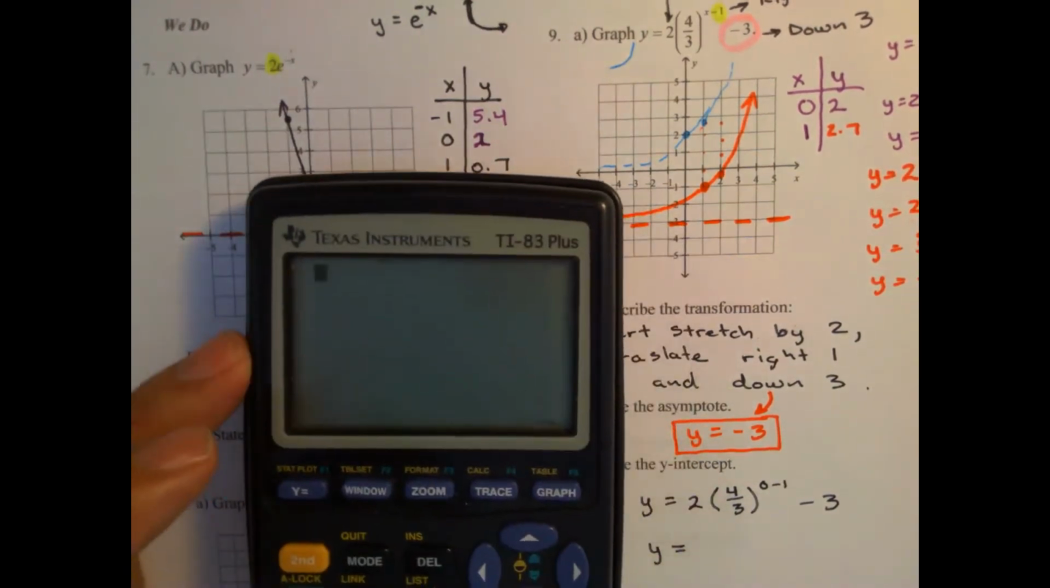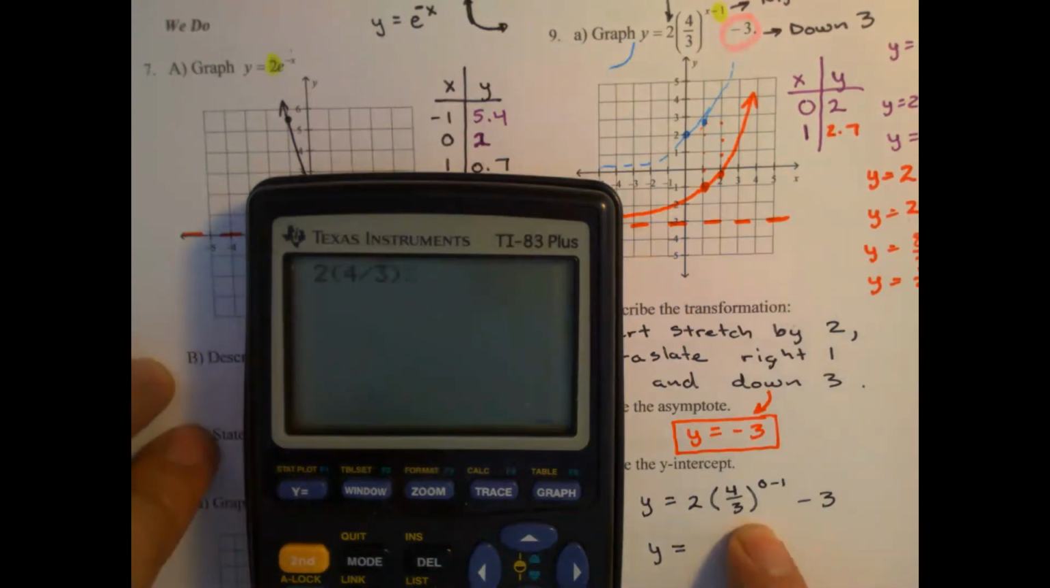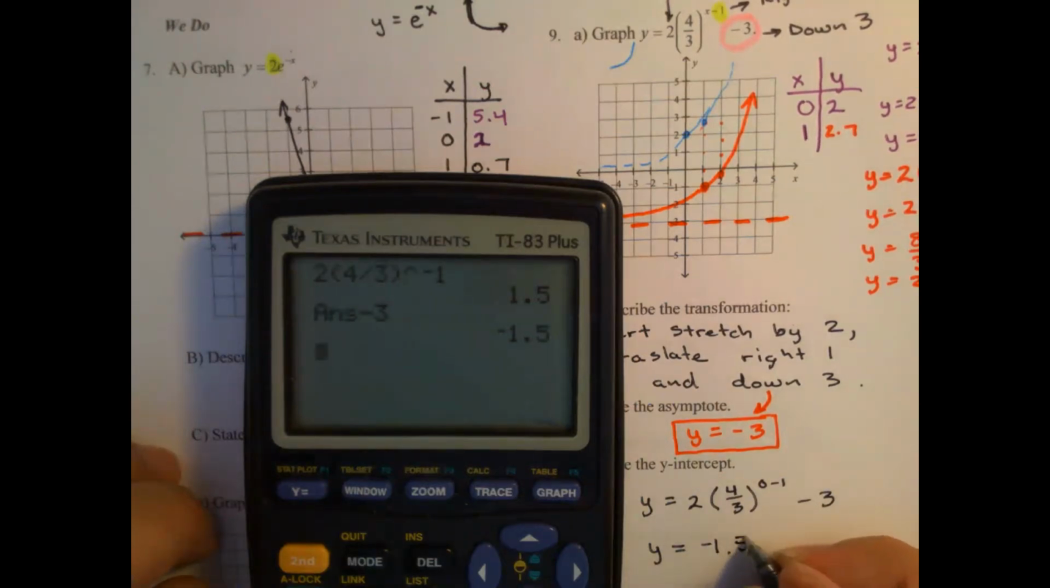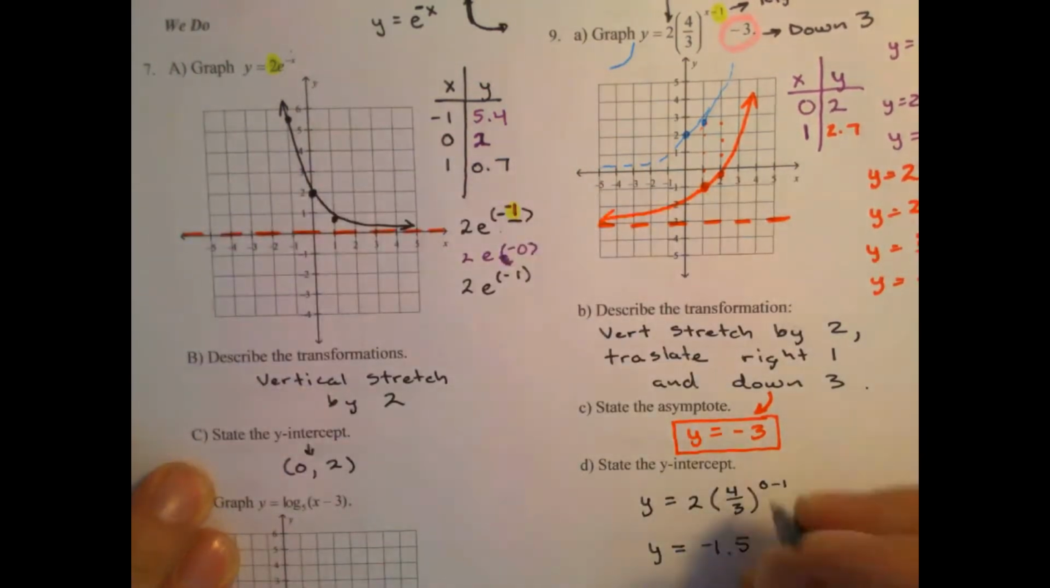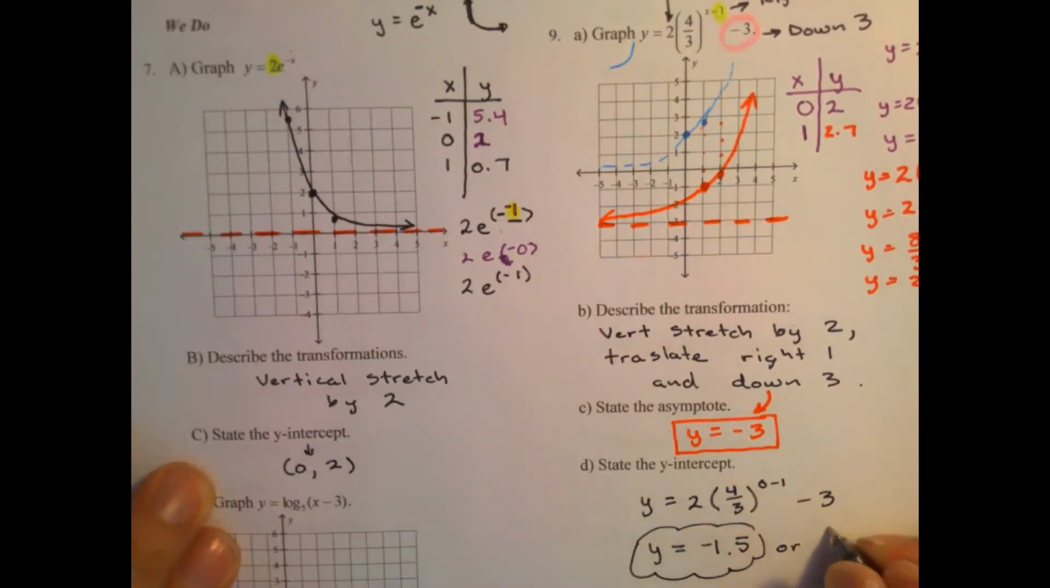All right, so let's see what we get. 2, and then it's 2 parentheses 4 divided by 3 to the power of -1. Number 0 minus 1. And then it's minus 3. So I get negative 1.5 as my answer. And so that right there is my y-intercept. Or, of course, we can write it down as a point, 0, comma, negative 1.5. Just like that, there's our solution.